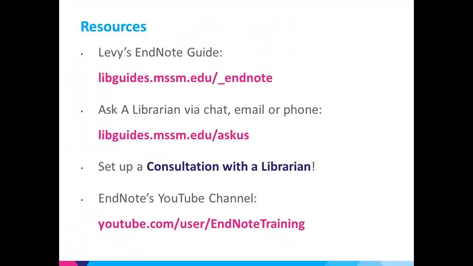And it's also important to remember that while this webinar did go over most of the key features, you have many resources available to you as a Mount Sinai affiliate. You can always check out the Levy Library LibGuide online. You can always schedule a consultation with one of your Levy librarians. I also recommend checking out EndNote's YouTube channel. They have a ton of great videos that go into even more features that we didn't get to today. And finally, if you're really experiencing a more technical issue, EndNote's technical service is a great place to go for help.